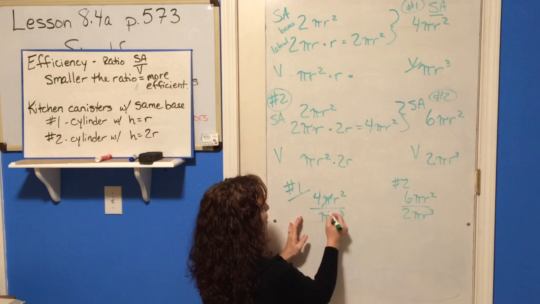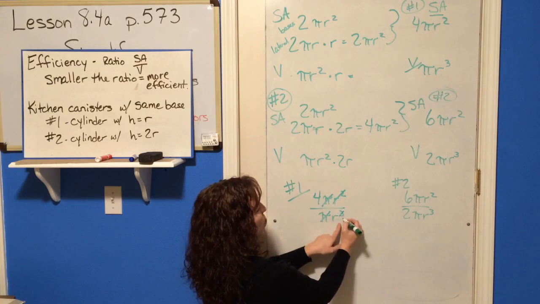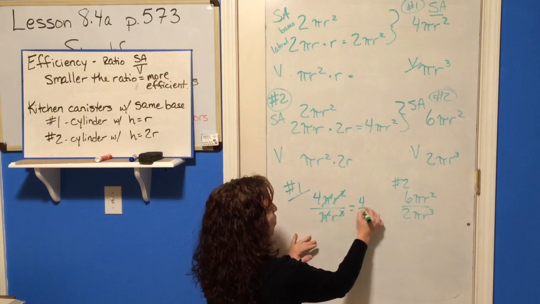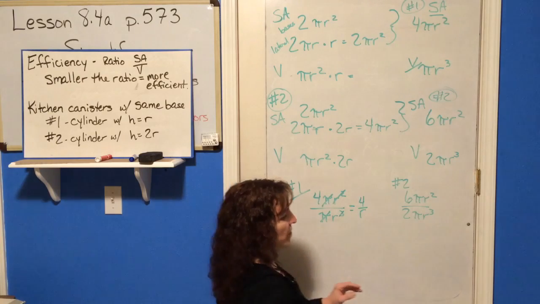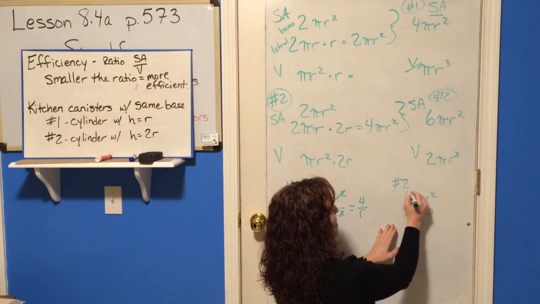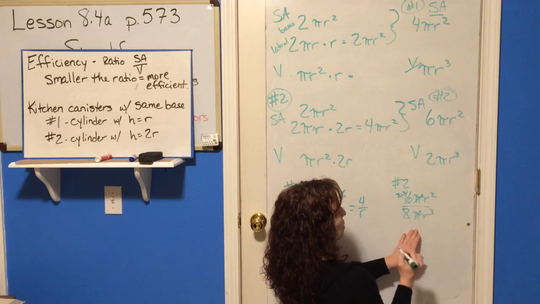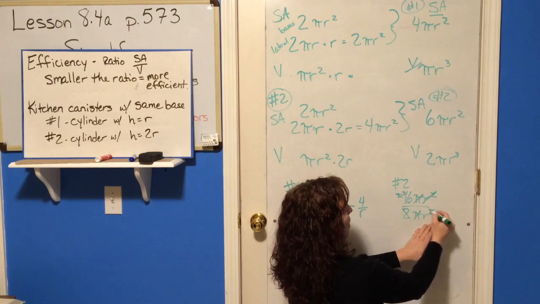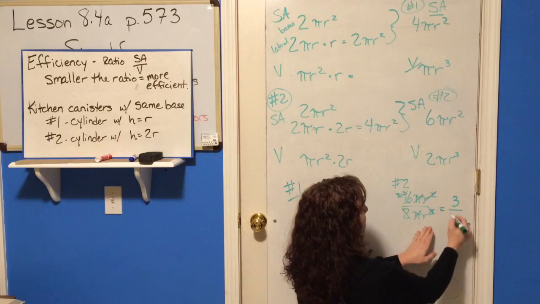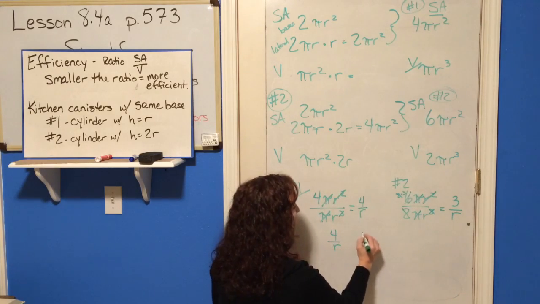So the pi's are the same. I've got 2 r's here and 3, so I can take 2 out of this one and have 1 left in the bottom. So this ratio is 4 over r. And this one, the 6 and the 2, 6 is 2 times 3, so the 2's will cancel, my pi's will cancel. I have 2 r's on top and 3 on bottom. So once I reduce, I have 3 on top and an r on bottom. So now I'm comparing 4 over r and 3 over r.